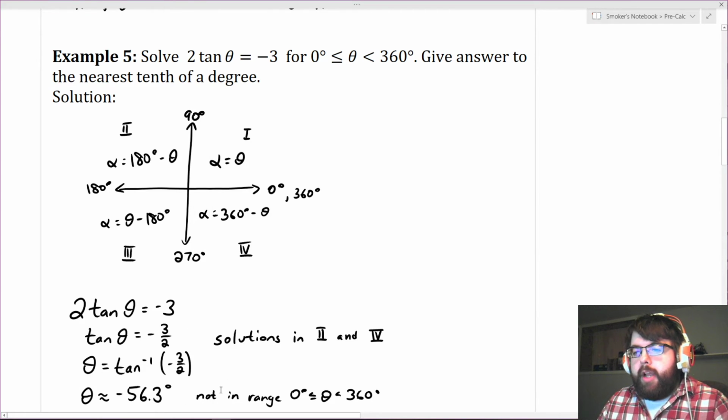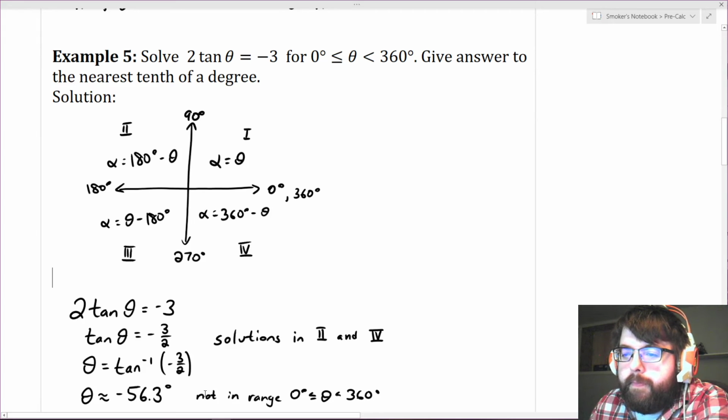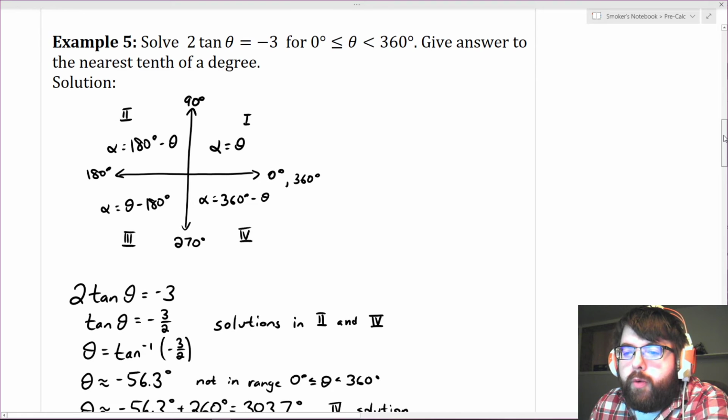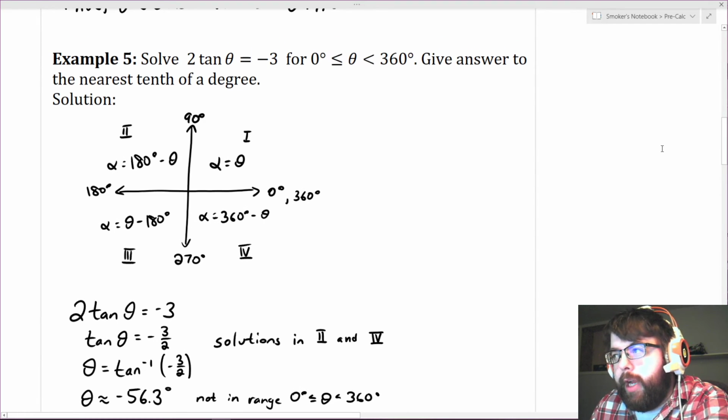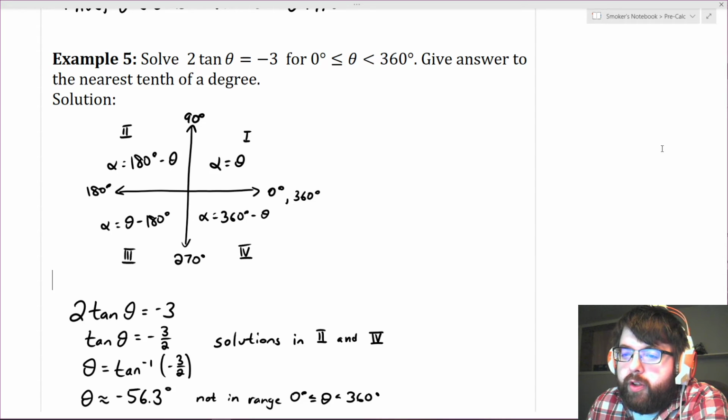Now you notice that this is a negative number, and we're looking for solutions between 0 and 360. This is not in that range. Remember, there is an infinite number of solutions for this if you take off the boundaries 0 to 360. So this is a solution, it's just not a solution in the range we're looking for. The calculator doesn't know the range we're looking for. It's actually given us a solution close to 0.